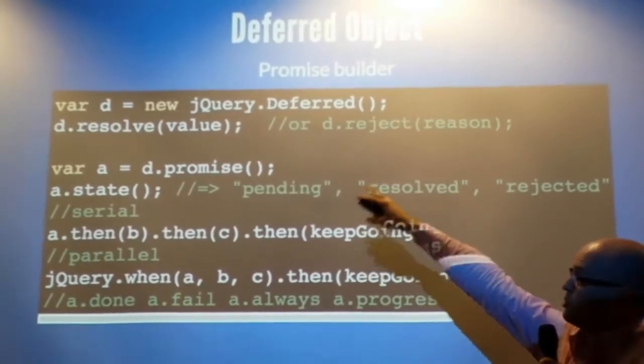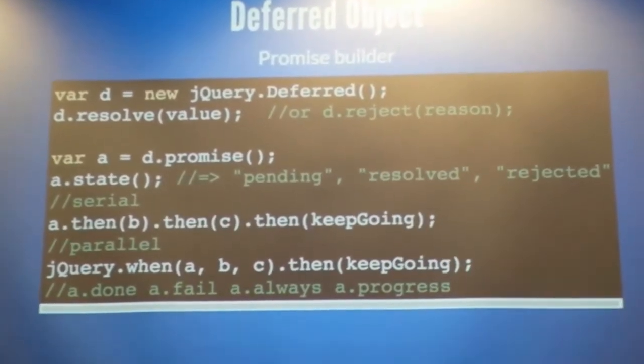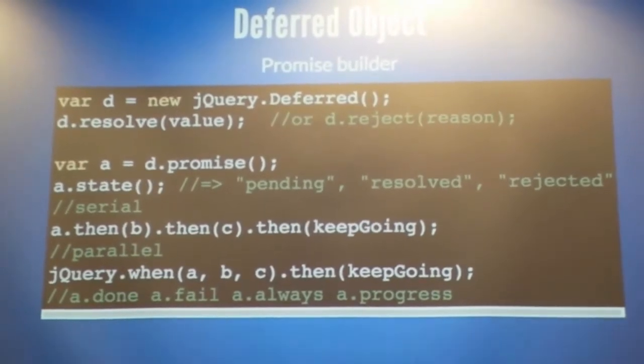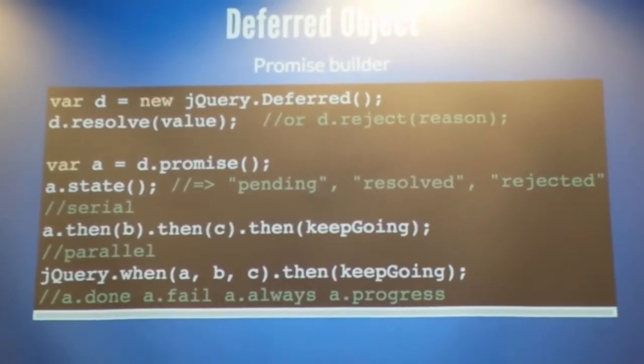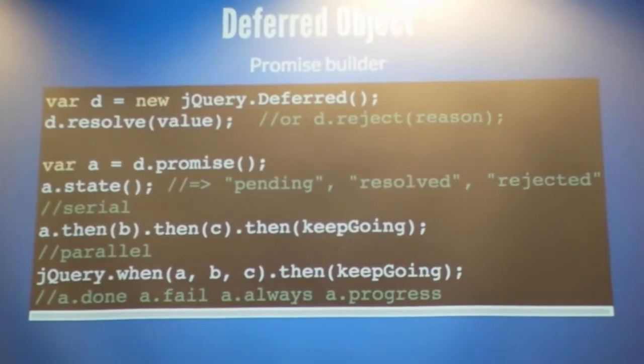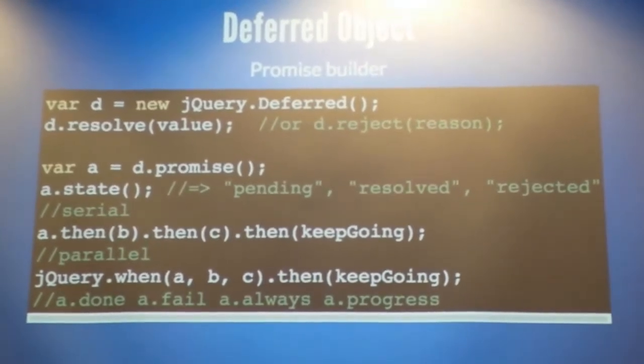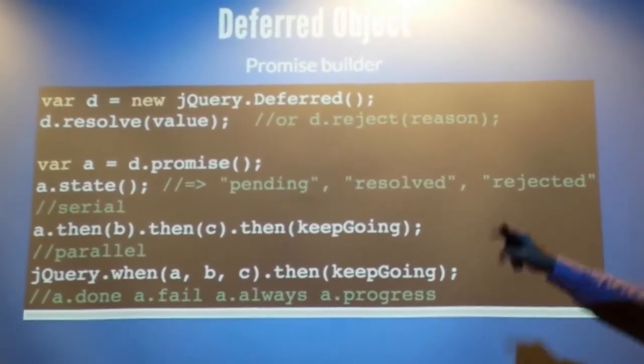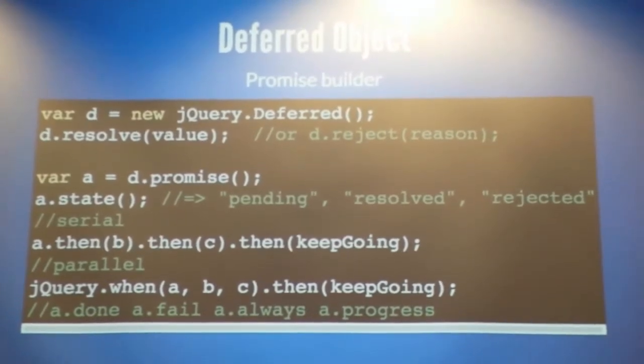And you can do mainly two operations on the deferred object. You can resolve with a value. You've got your fried eggs. Or you can reject it and say, well, the egg is cracked on the ground, so I can't do anything with it anymore. You can extract a promise object from the deferred.